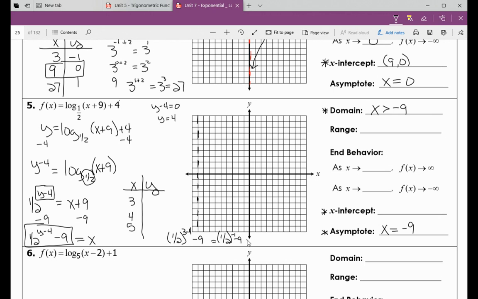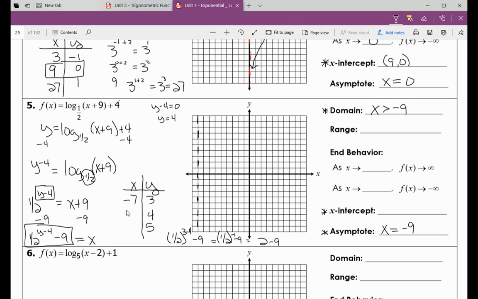1/2 to the -1 power is 2, and 2 minus 9 is -7. And I apologize, I put my numbers in the wrong spot. Our exponent is a y, so we should put our 3, 4, and 5 on this side. So my -7 goes in for x.